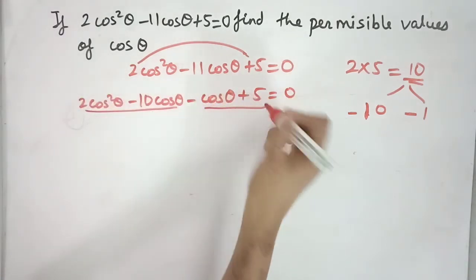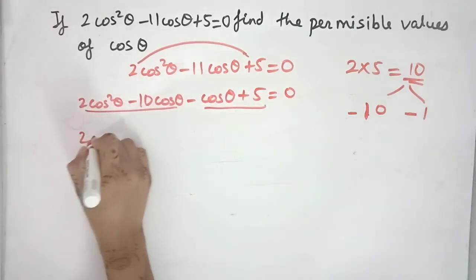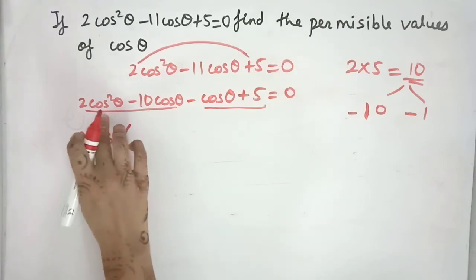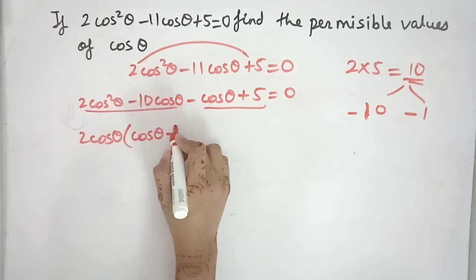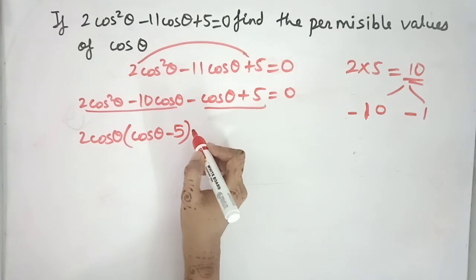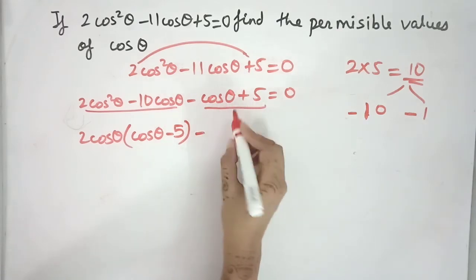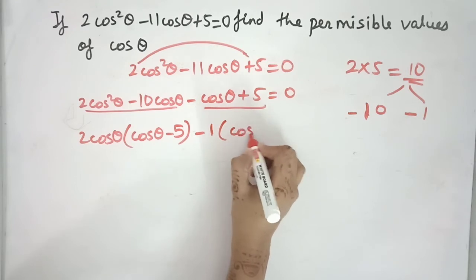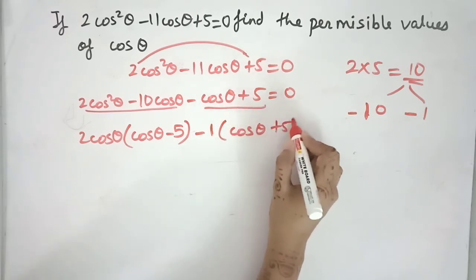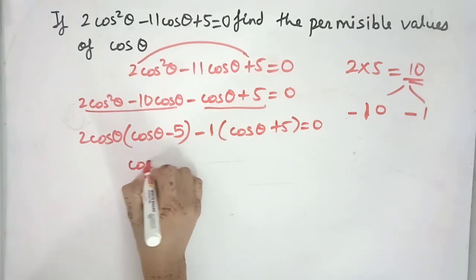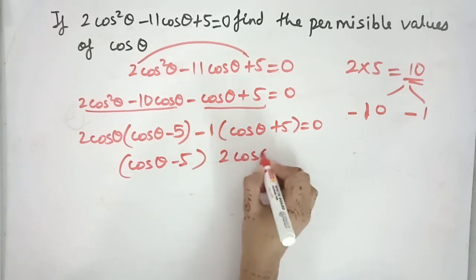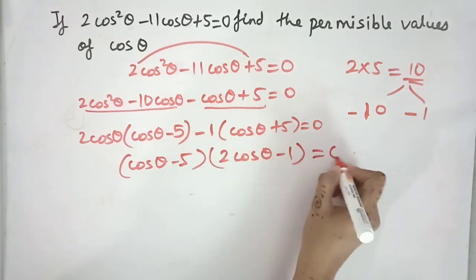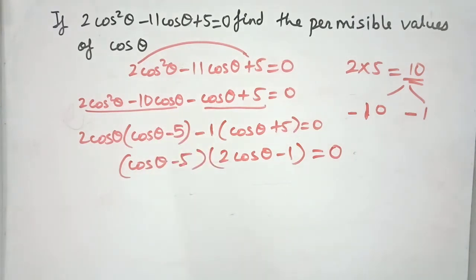Now we will take the factors. Here 2 cos theta is common in the bracket; cos theta minus 5 is taken out, since 2 fives are 10. Then minus, here nothing is common, so we will take 1 out: cos theta minus 5 is equal to 0. So the factors will be cos theta minus 5 into 2 cos theta minus 1 equals 0. This is the factorized method. We have studied it in 8th, 9th standard.